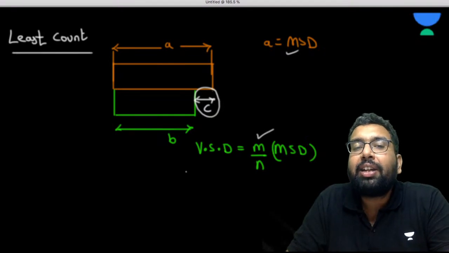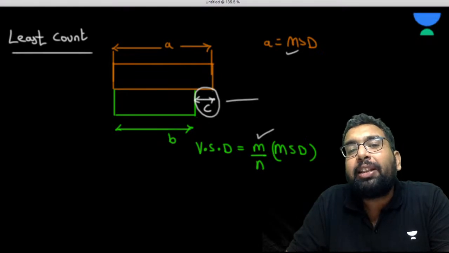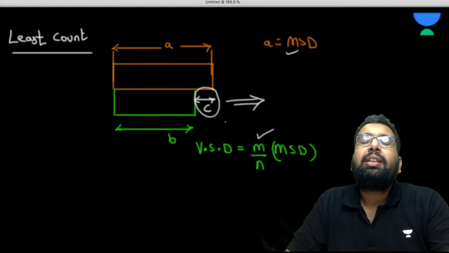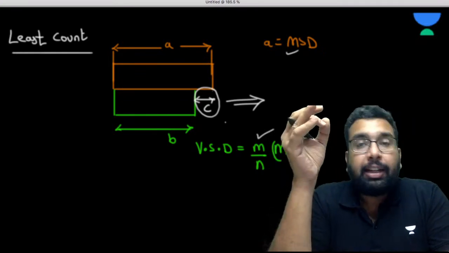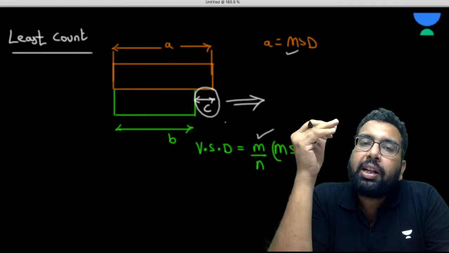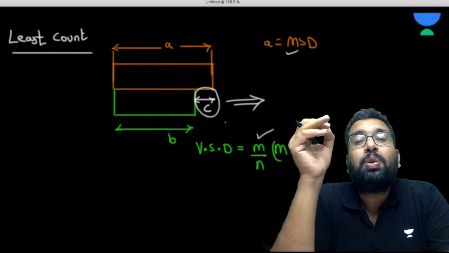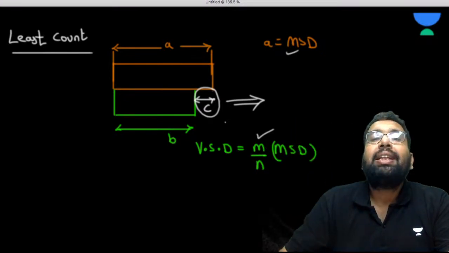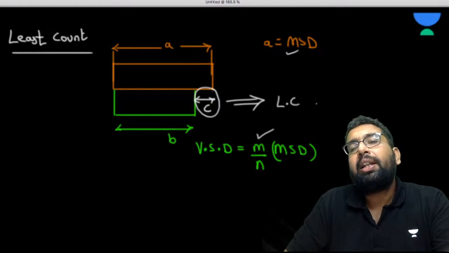Yes, sir, definitely we can find. So you can find this distance also. So this is the least count. Now, neither the main scale division is the least count, nor the Vernier scale division is your least count, but the difference of these two is your least count. This is the least count of Vernier caliper.